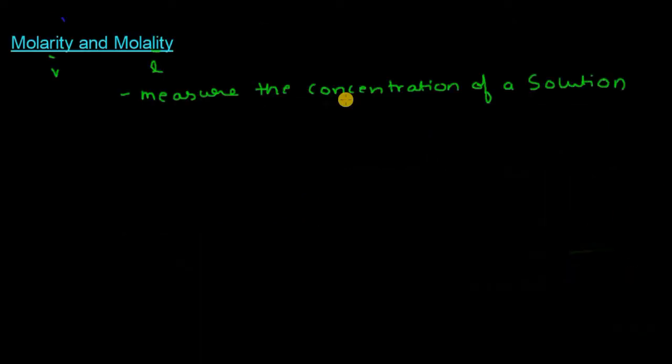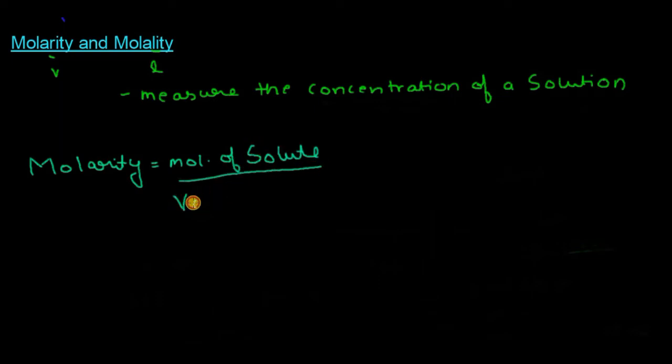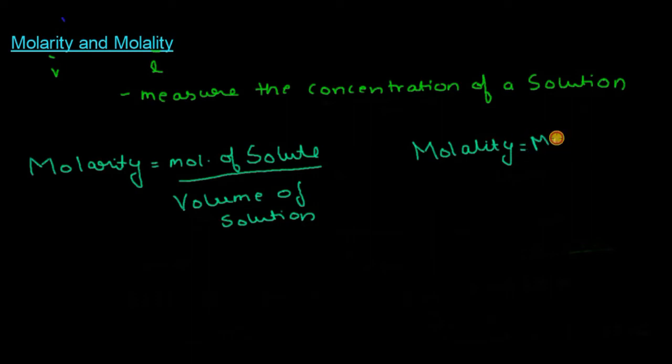So now that we know what concentration and solution mean, let us see what molarity and molality are. Let me first begin with giving you the formula. The formula for molarity is moles of solute upon volume of solution. And molality is, again, moles of solute in the numerator, but what makes the huge difference between molarity and molality is what is there in the denominator. Here we have volume of solution, here we are going to have mass of solvent.